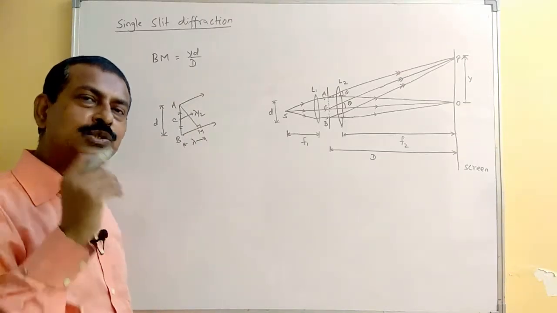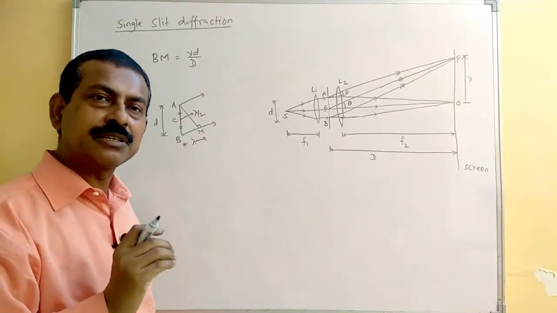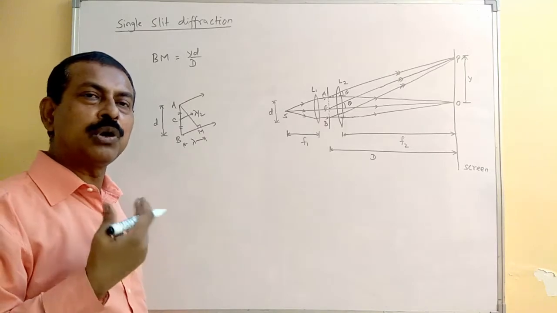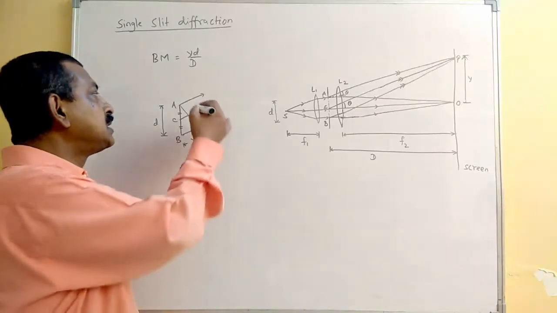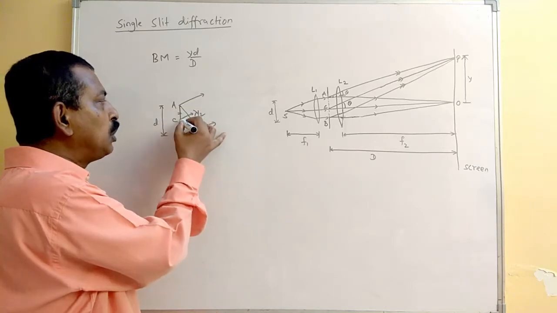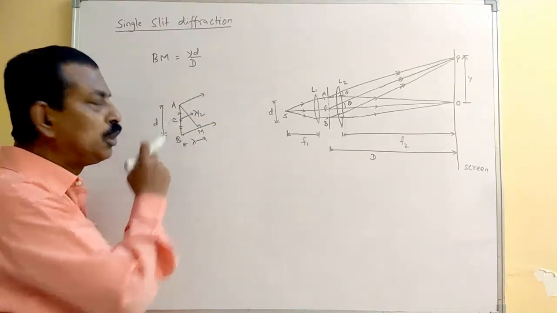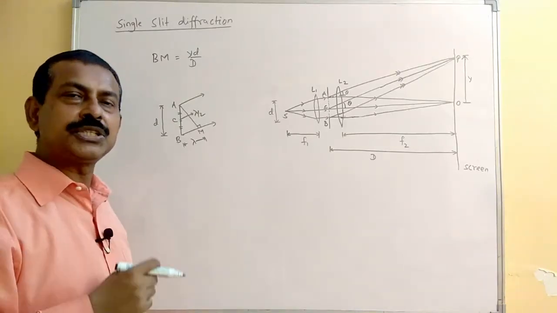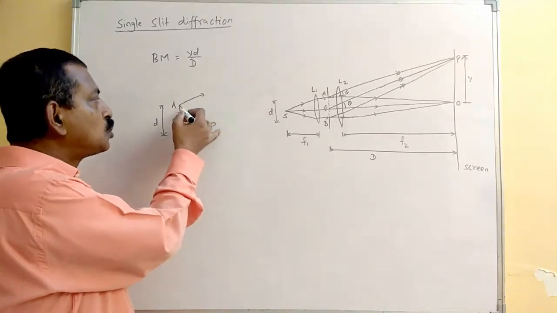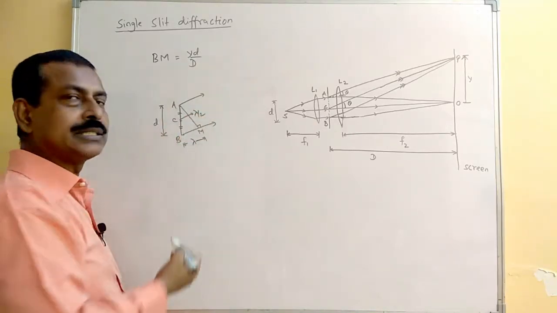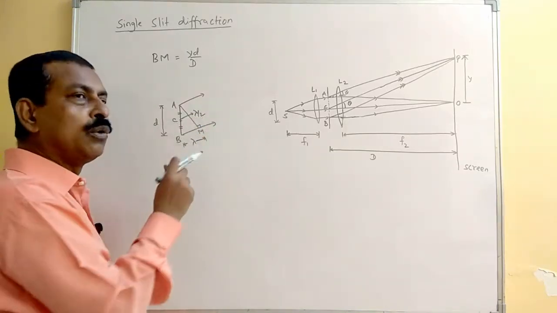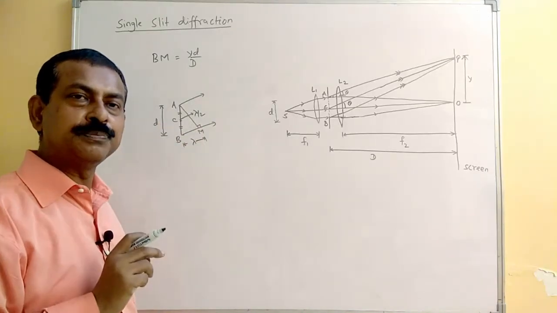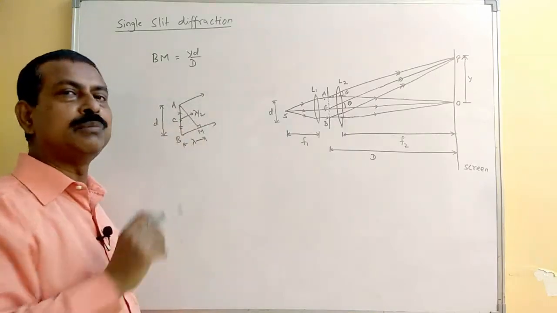So in that case, on the screen, they will meet destructively because they have a path difference of lambda by 2, that is the odd multiple of half wave. Suppose I take another wave just below A and another just below C, they will also have a path difference of lambda by 2. So they will also meet destructively there. So you take any wave in the part AC, there will be a corresponding point from where the wave is going which has a path difference of lambda by 2 between the two. So on the screen, they will meet destructively.